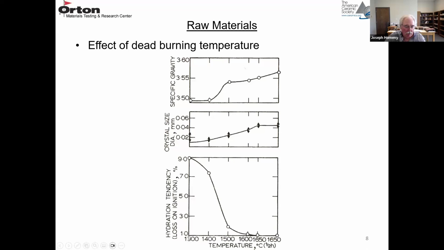This material was subject to some type of hydration test at 1300 C, and when they did the loss on ignition, there was 9%. So this material hydrated severely, but then the loss on ignition decreases, and at 1650 there's 1% or less. So the hydration tendency decreases with increasing temperature.